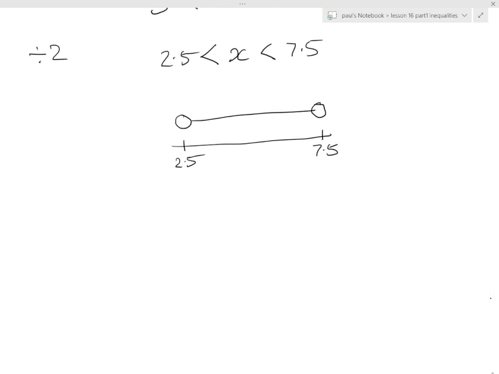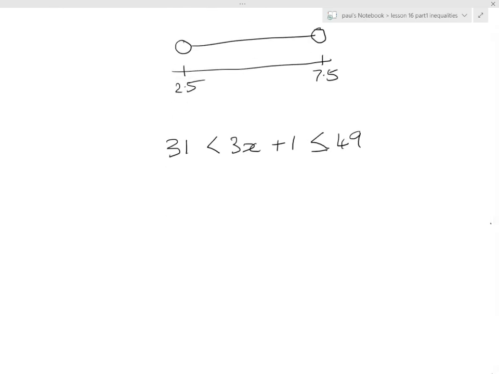If we have 31 less than 3x plus 1 less than or equal to 49 there. So what do we do here? Now we've got to get a single x in the middle. So first thing to do, like all linear equations, is just get rid of this 1. So we take 1 away from everything. So that would be 30, 3x, and 48. Now we have to divide everything by 3.